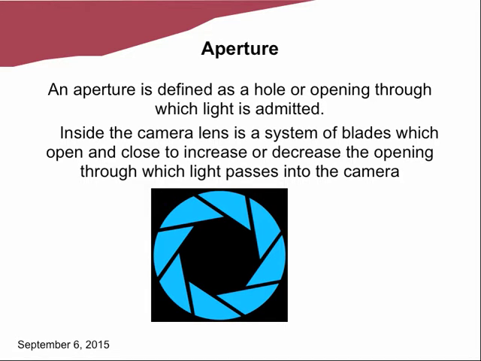Which brings us to aperture. An aperture is defined as a hole or opening through which light is emitted. Inside the camera lens is a system of blades which open and close to increase or decrease the opening through which light passes into the camera.